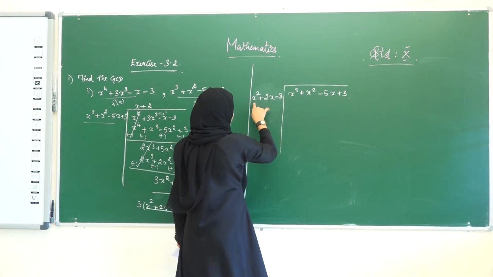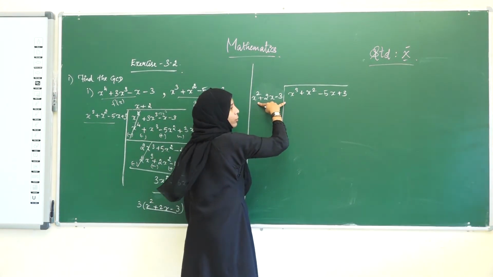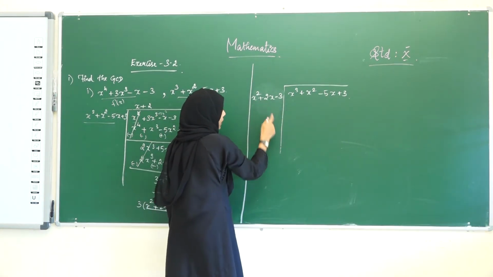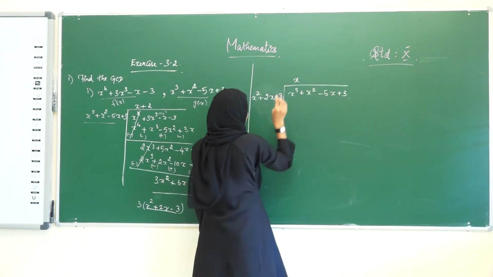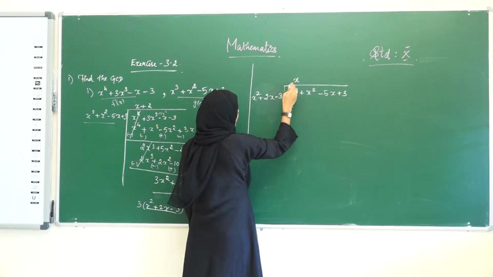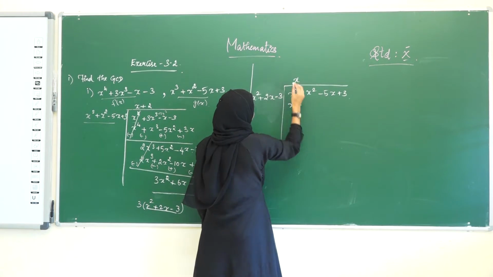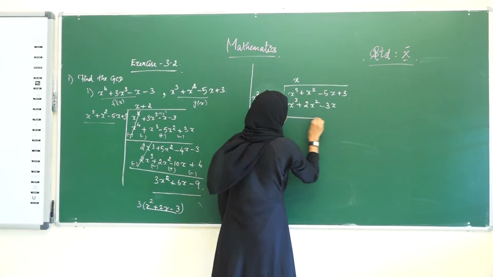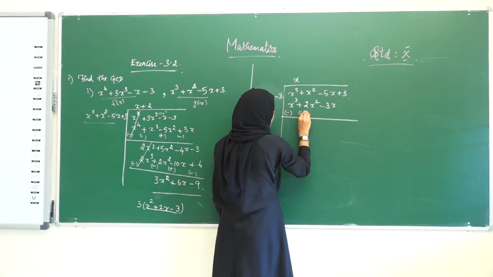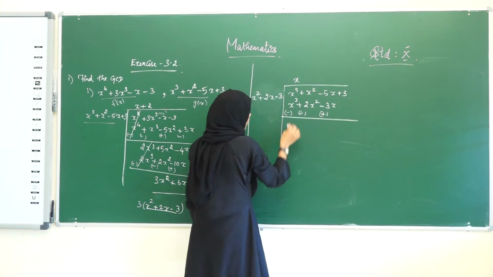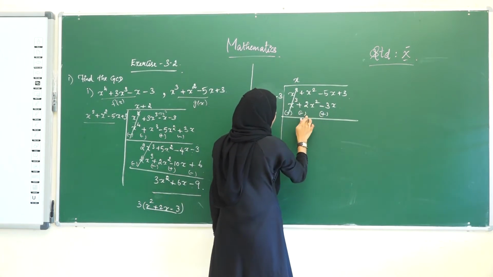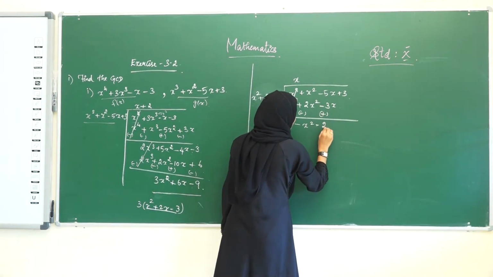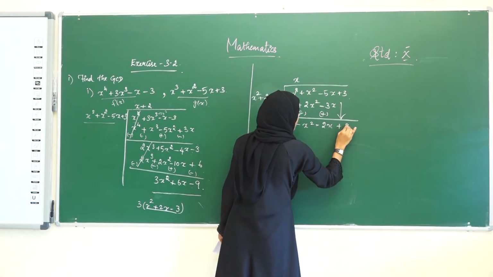Now, same as before, we take the first term itself. Here it is x cube, here it is x square. On multiplying this term with x we get this number, therefore x is the first term. x square into x is x cube, plus 2x into x is 2x square, minus 3 into x is minus 3x. We change the symbols, so this term gets cancelled. x square minus 2x square is minus x square, minus 5x plus 3x is minus 2x, and this term comes down, plus 3.